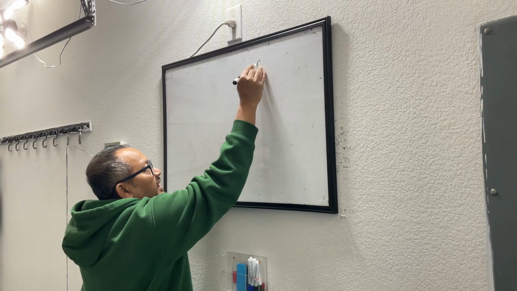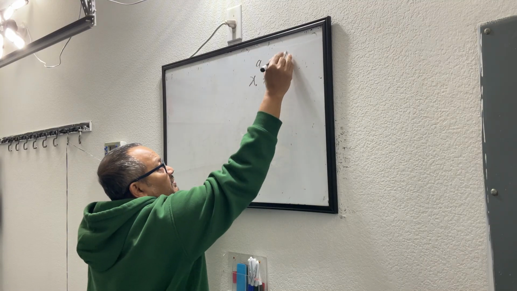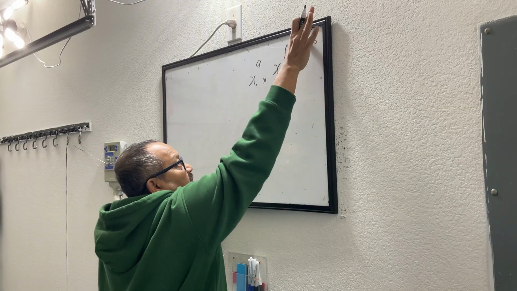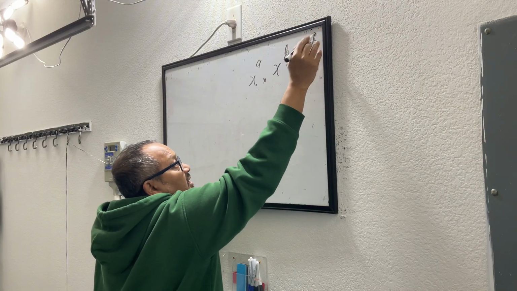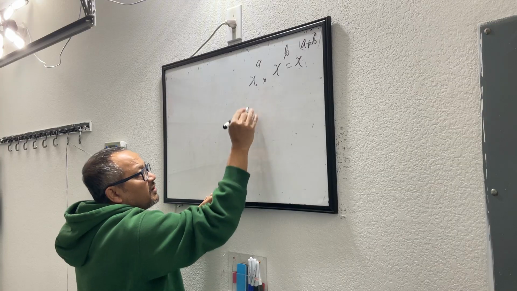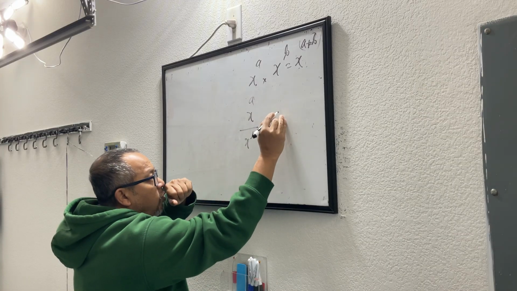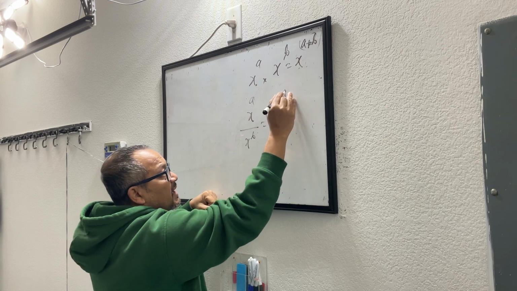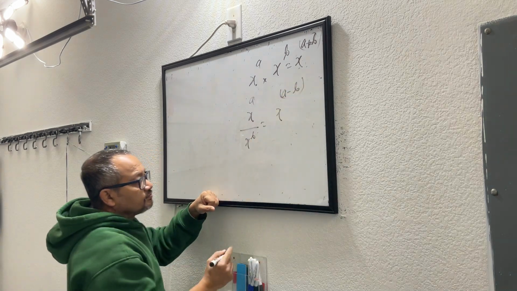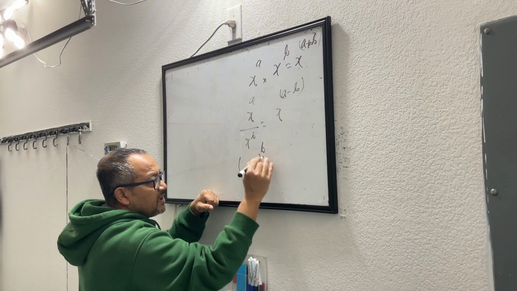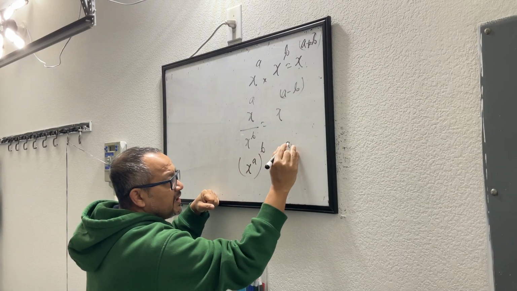x to the power a times x to the power b is nothing but x to the power a plus b. x to the power a divided by x to the power b is nothing but x to the power a minus b. x to the power a in parentheses to the power b is nothing but x to the power a times b.